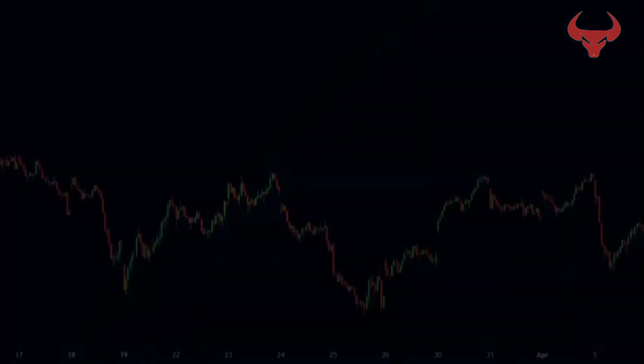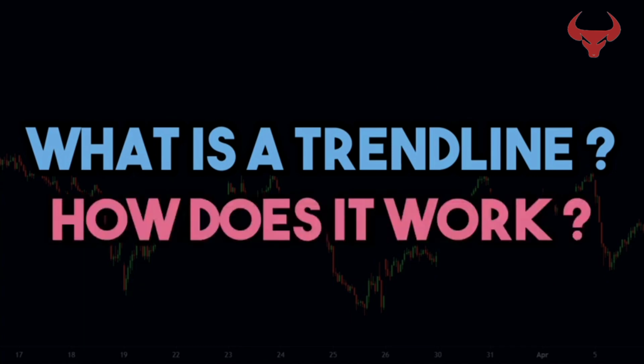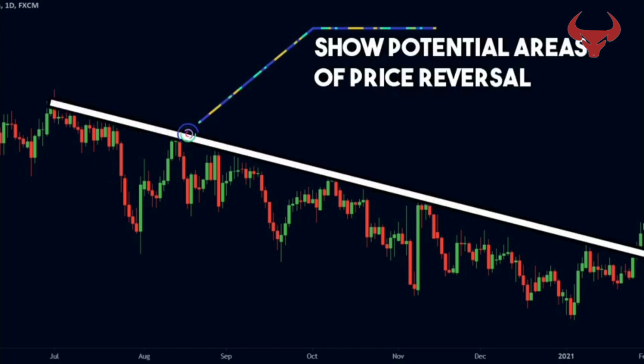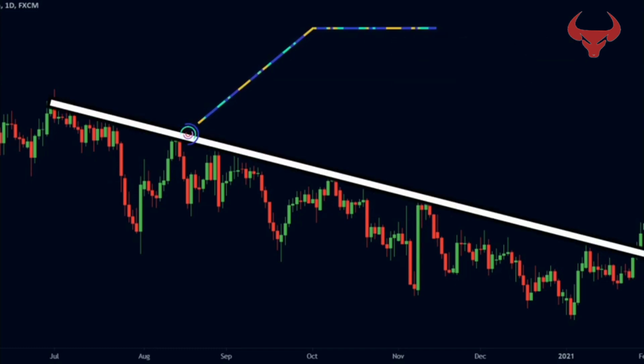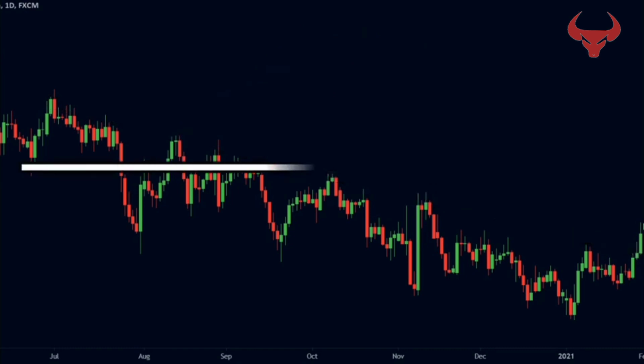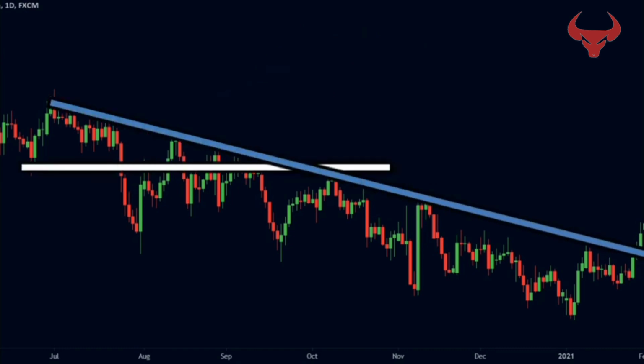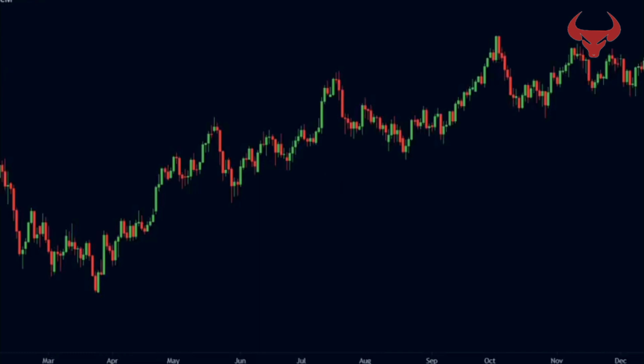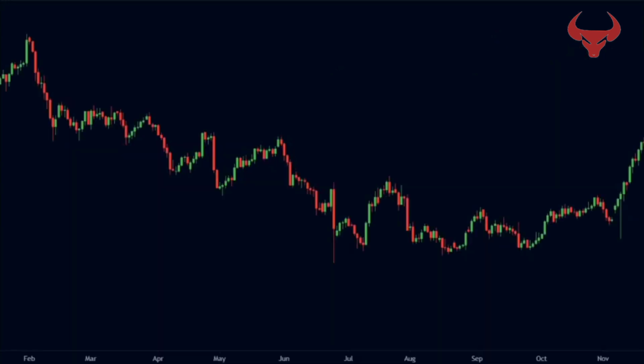Firstly, let us understand what a trend line is and how it works. Just like support and resistance levels, trend lines are lines that show potential areas of price reversal. The only difference is that support and resistance levels are horizontal lines, while trend lines are sloped lines. In an uptrend, the trend lines are sloped upwards. Similarly, in a downtrend, the trend lines are sloped downwards.